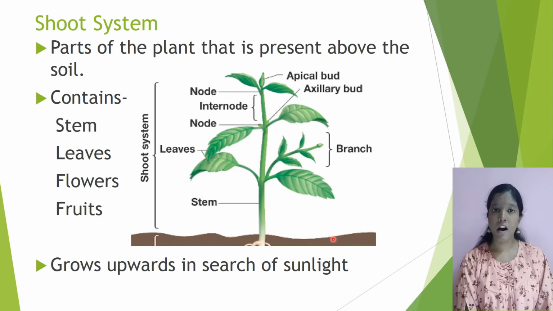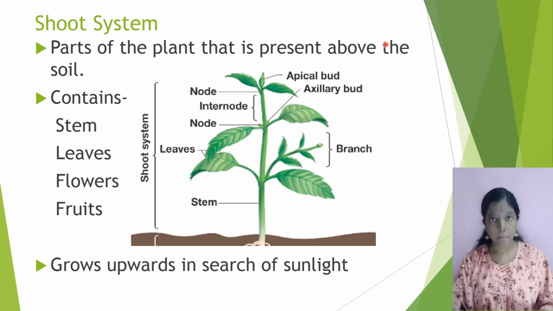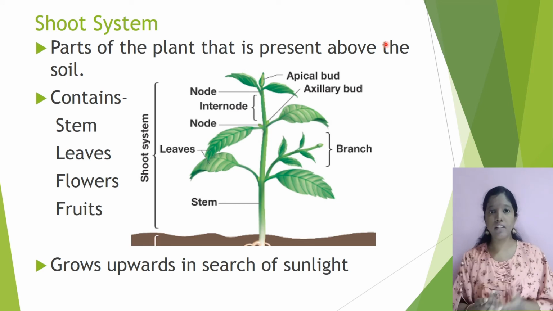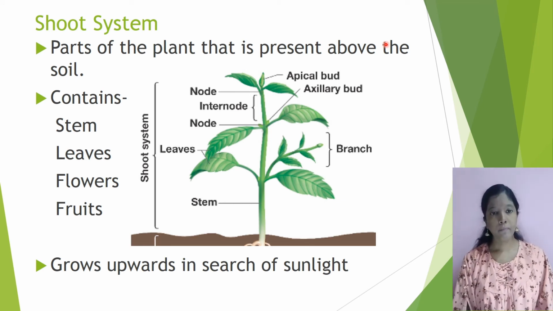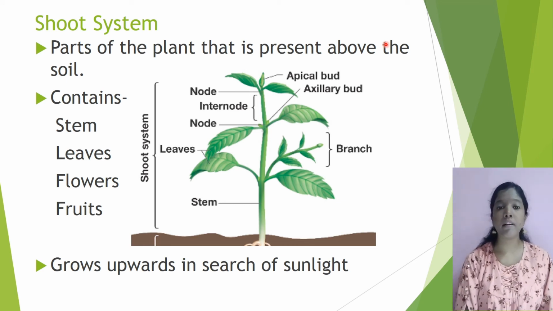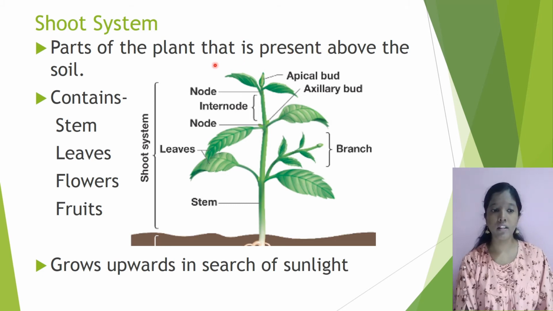Now the next part that we are going to study is the part that we see above the ground, that is called the shoot system. So the part of the plant that is present above the soil is called the shoot system. And what does it contain? It contains the stem, the leaves, flowers, and fruits.